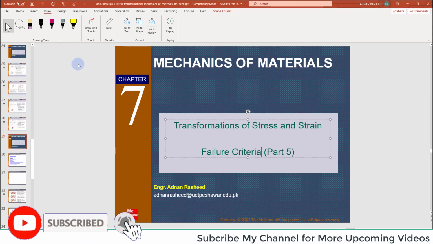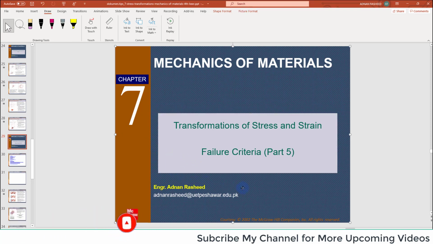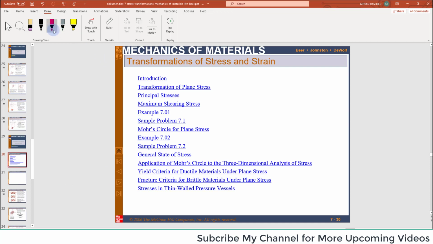Bismillahirrahmanirrahim. Dear friends, in today's lecture we will discuss the failure criteria, that is part 5 of chapter number 7. So up till now we have discussed the transformation of plane stresses, principal stresses, maximum shear stresses, then we discussed the general state of stress and then the application of Mohr circle to three-dimensional state of stress.